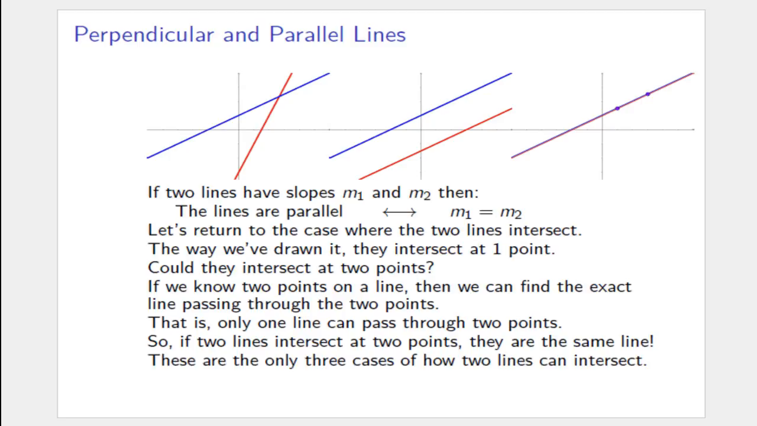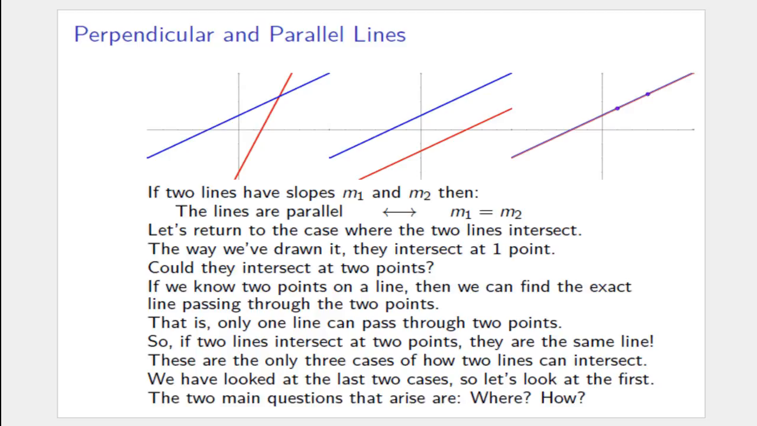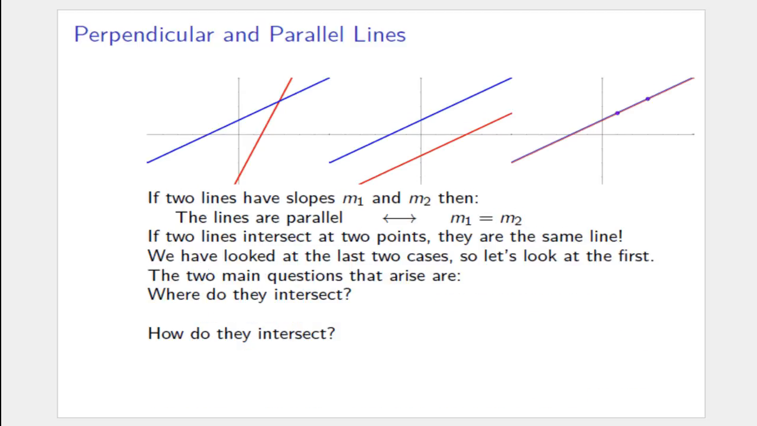These are the only 3 cases of how two lines can intersect. We have looked at the last 2 cases, so let's look at the first. The 2 main questions that arise are how do they intersect and where do they intersect? We will answer these 2 questions, but we will learn how to find the point of intersection soon, not just yet. For now, let's look at the question of how do they intersect.